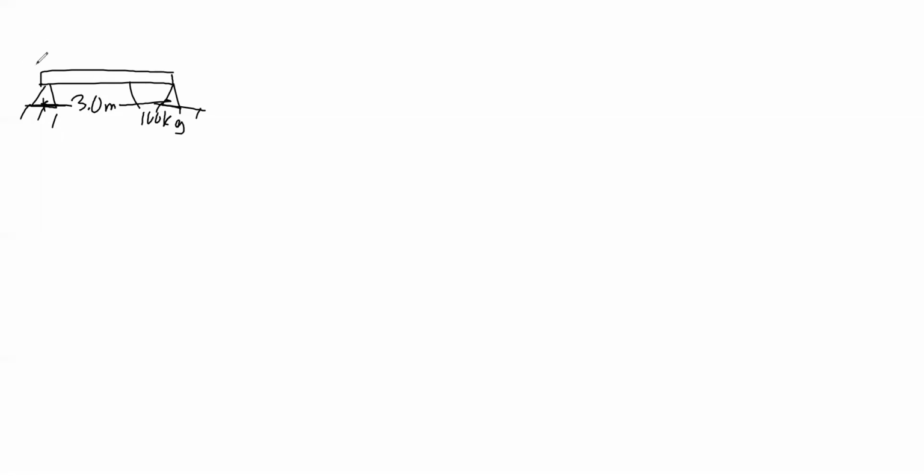But what happens when there's an asymmetric load? So what I'm going to do is put a person right here. They should probably have a head. 80 kilograms. That's the person. Drawing is not that good. And they're 2 meters from the left edge. So the question is, how does that affect the weight on the scales on either side?